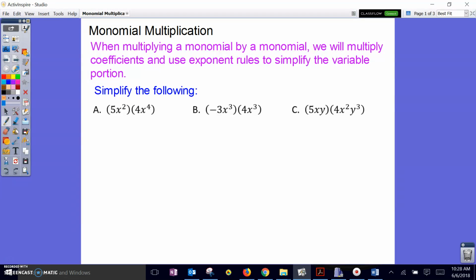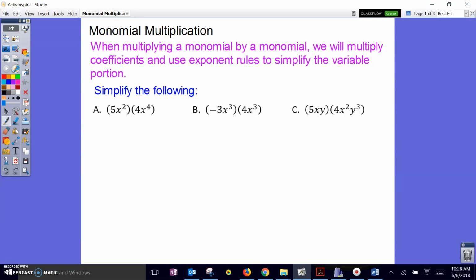Alright, in this video we're going to look at the process we use for multiplying a monomial times a variety of things, either monomials times monomials, or later we'll look at monomials times polynomials. So here's how we're going to approach it. If we have a monomial times a monomial, it's very straightforward. All we do is multiply the coefficients, and we use exponent rules to simplify the variable portion.